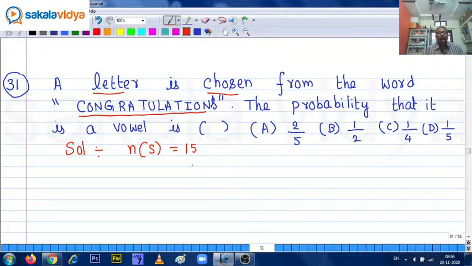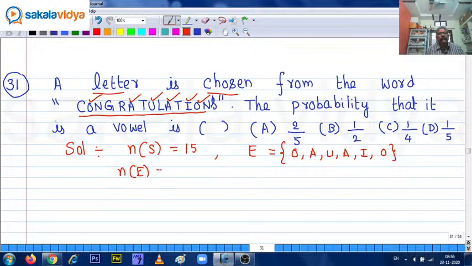Out of them, how many vowels are there? Let us say E, vowels. What are the vowels here? O, yes, O, write down. And next A, yes, A, write down. Next we have U, write down. We have A, write down. Next I, write down. O, write down. That's all. So now we need to write N of E. Just count them. 1, 2, 3, 4, 5, 6.